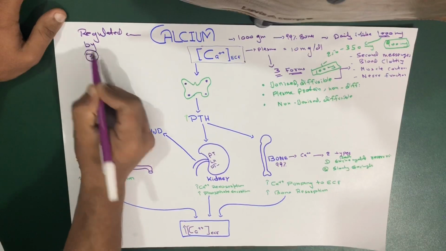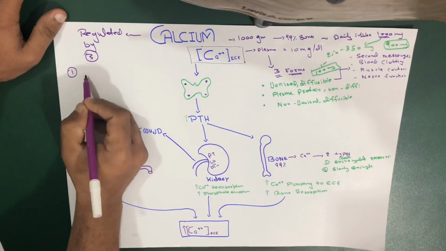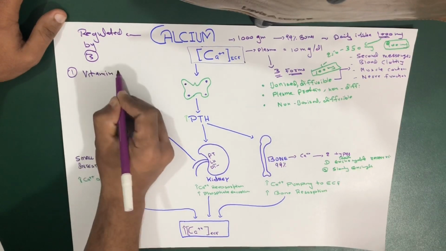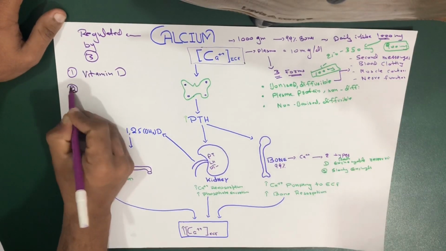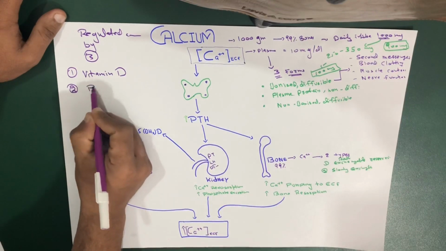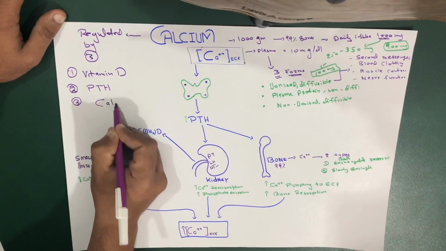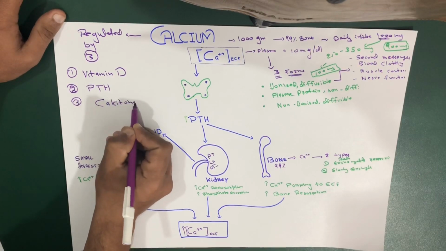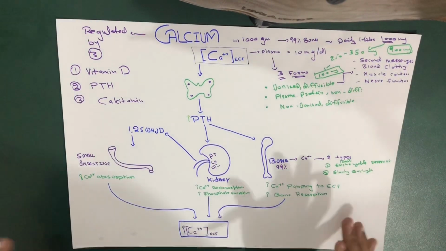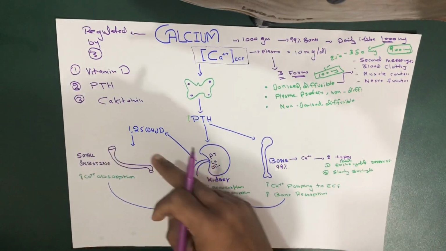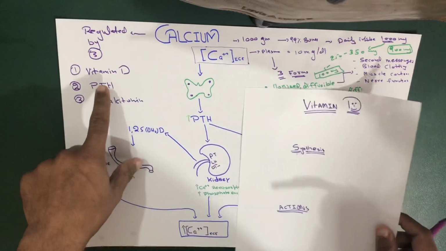three main important hormones. Number one, it is vitamin D, its active form. I'll be talking about the vitamin D in detail. The second is the parathyroid hormone, PTH, and the third is the calcitonin. So you have to remember which hormones actually regulate the calcium ion. It's vitamin D, the parathyroid hormone, and the calcitonin. First, we'll be talking about the vitamin D.